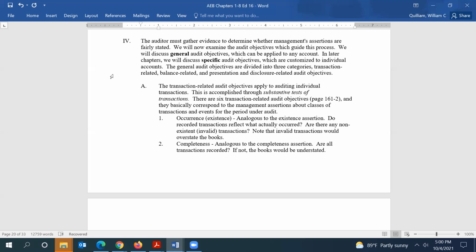First one, not surprising: occurrence, sometimes called existence. It's analogous to the existence assertion. Do recorded transactions reflect what actually occurred? Are there any non-existent or invalid transactions? Note that invalid transactions would overstate the books. So once again, we make sure that all transactions exist. There are no extra transactions. There are no overstatements. So always think no overstatements here.